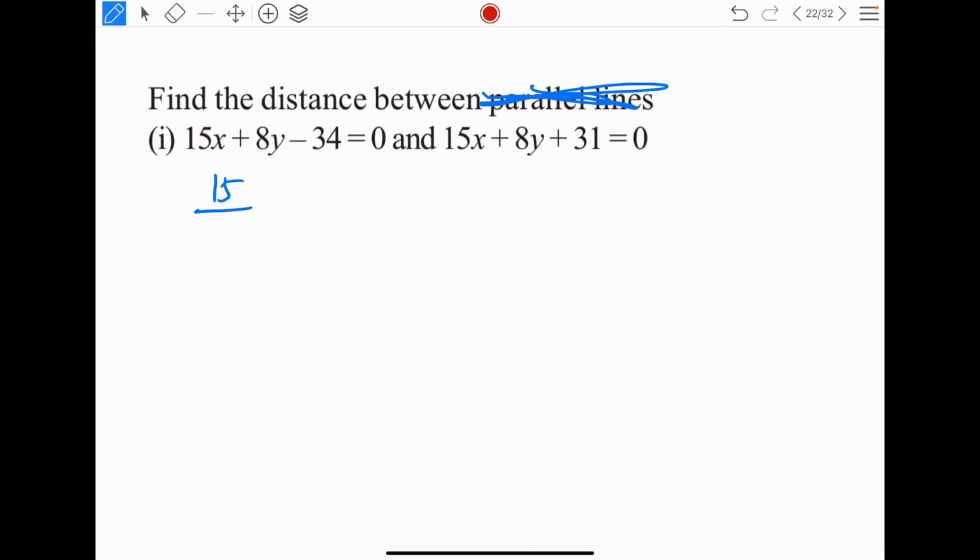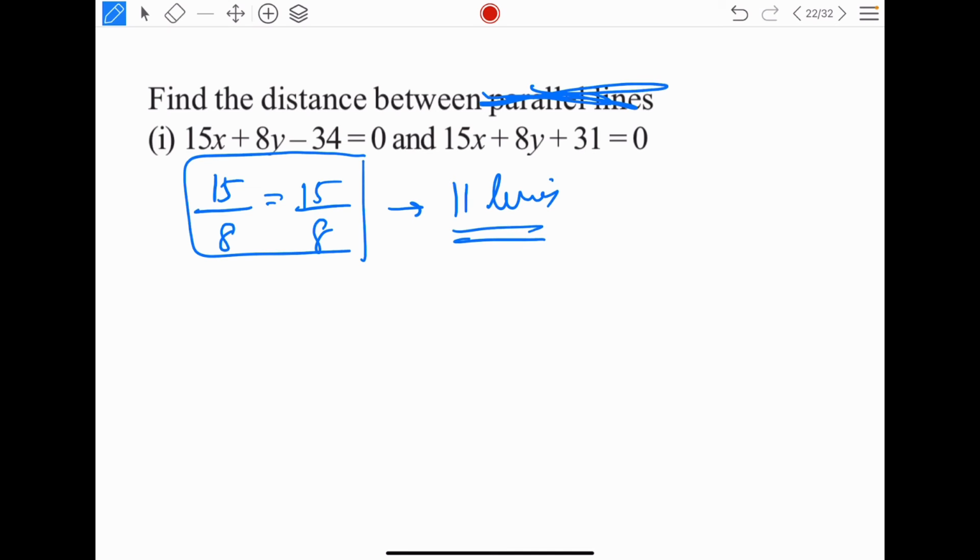15 by 8, A1 by B1 is equal to A2 by B2. This condition is there. That means they are parallel. So they are parallel lines. This we have proved from here.